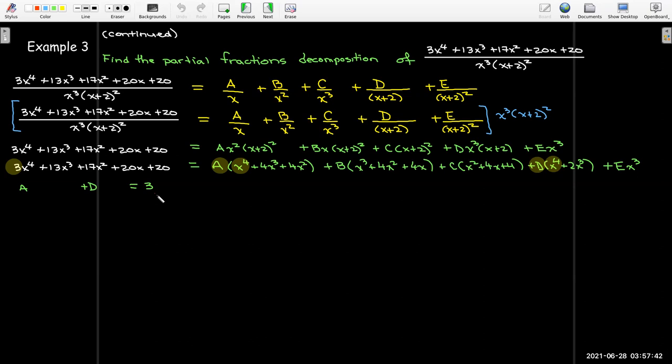Now I'll move on to the coefficients of x cubed. On the left-hand side, I've got 13. On the right-hand side, I have a times 4x cubed, so that would be 4a plus b. B gets multiplied times x cubed. And then finally, 2d x cubed, and then e x cubed. So that sum, 4a plus b plus 2d plus e, is going to equal 13.